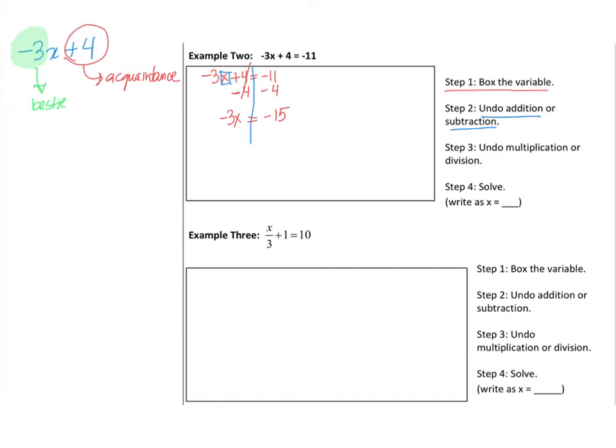And now I'm on to step 3, which is undo any multiplication or division. So I am going to undo multiplication by using division. Currently I have -3x, which means -3 times x. So I'm going to undo that by dividing by -3. And when I do that, -3 goes into itself once. So I'm left with x equals -15 divided by -3 is +5. So x would equal 5. So therefore we solve, and we've worked out that x equals 5 in this case.